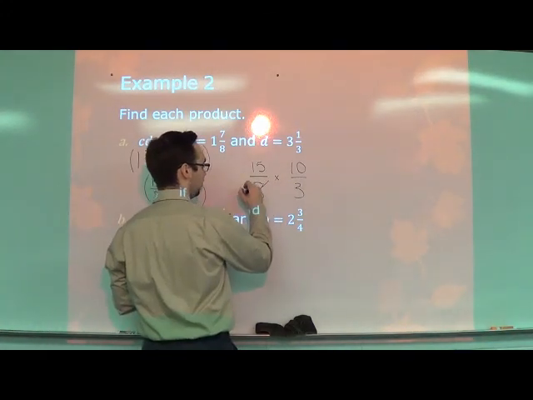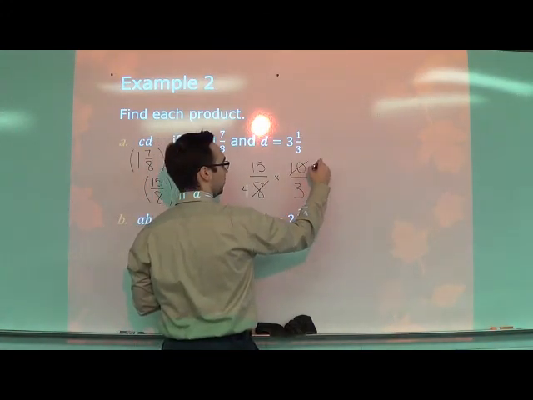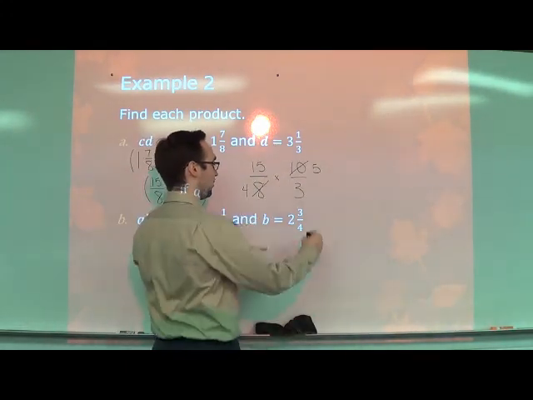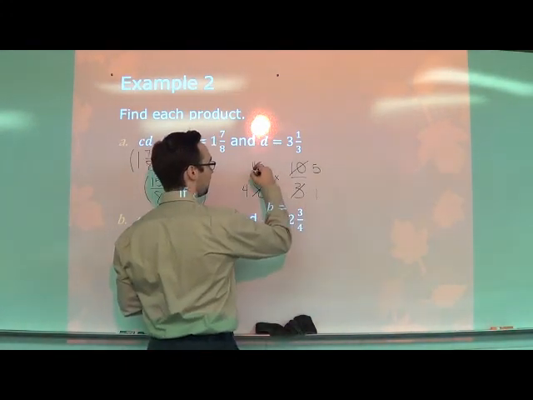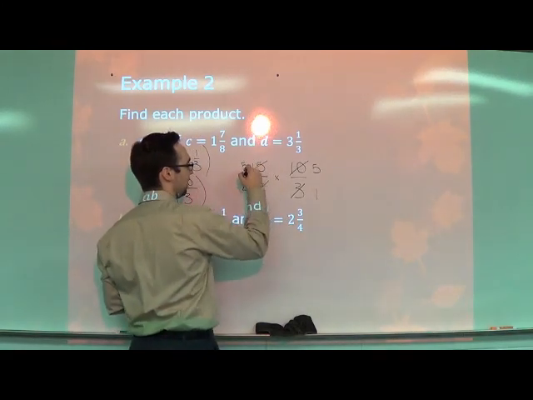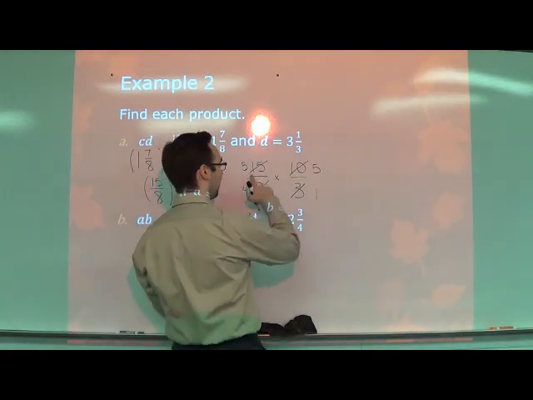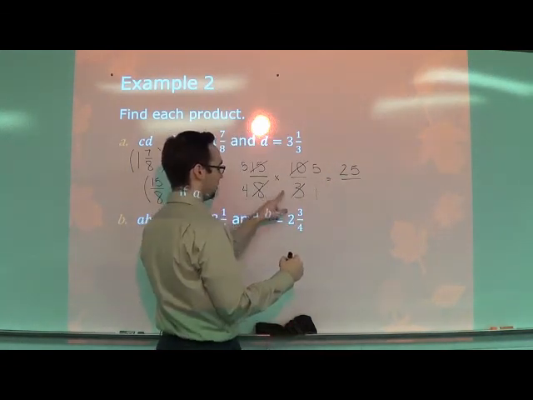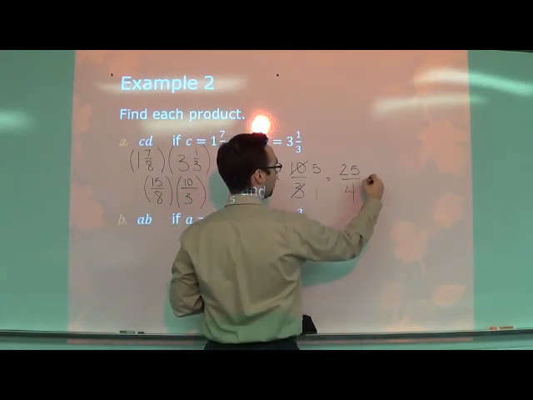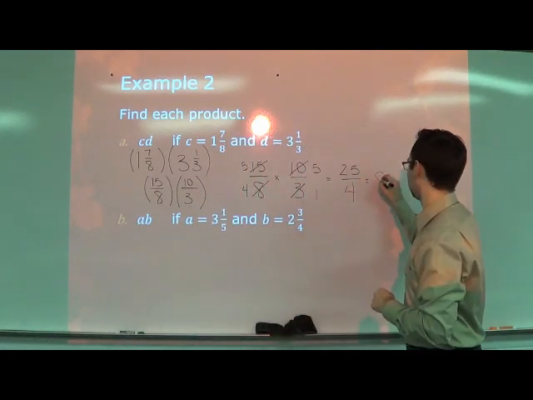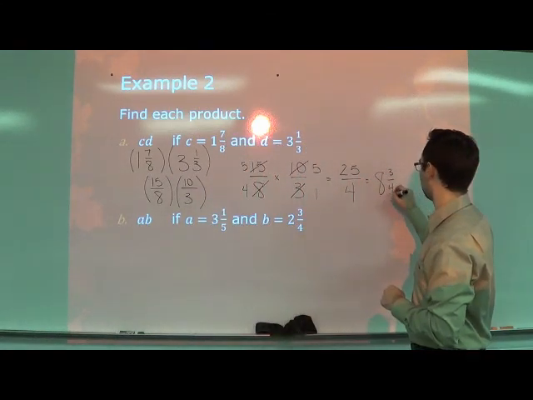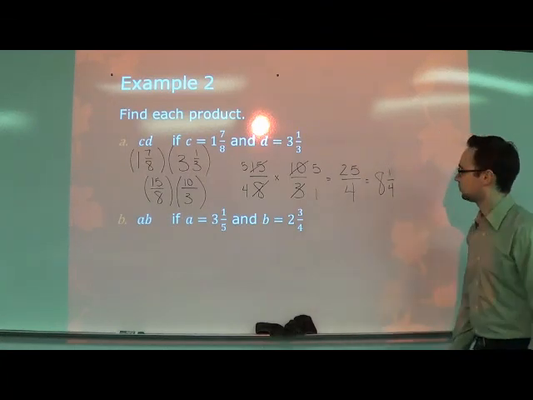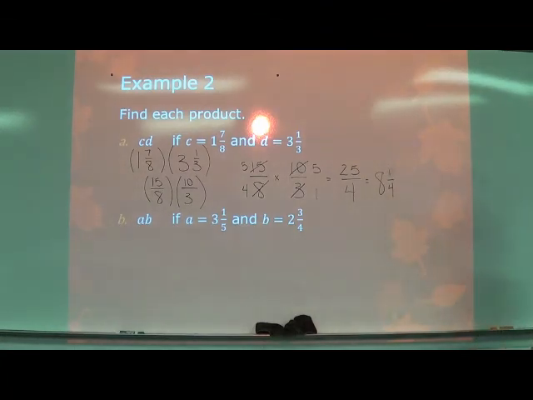8 and 10 are both divisible by 2. So when I divide it by 2, I get 4. When I divide this by 2, I get 5. So my new numbers are 5 and 4. These are both divisible by 3. So here I get 1, divide this by 3, and I get 5. So the new numbers I'm multiplying are 5 times 5 is 25, and 4 times 1 is 4. So now this is going to give us 8 and 1/4. And that's all that's to it.